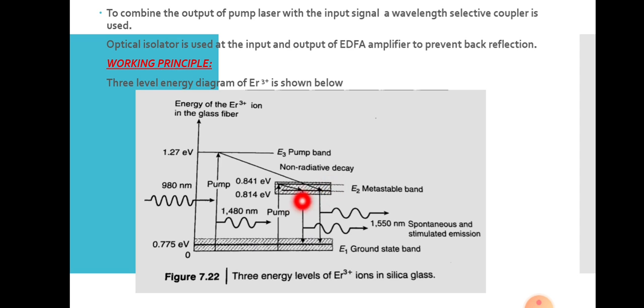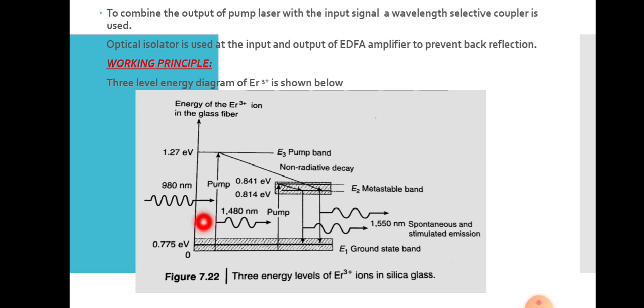When the population inversion is achieved, if you are providing the pump energy again, the electrons in this metastable state will undergo stimulated emission, going from this metastable state to this ground state band, so that they will emit photons of energy.